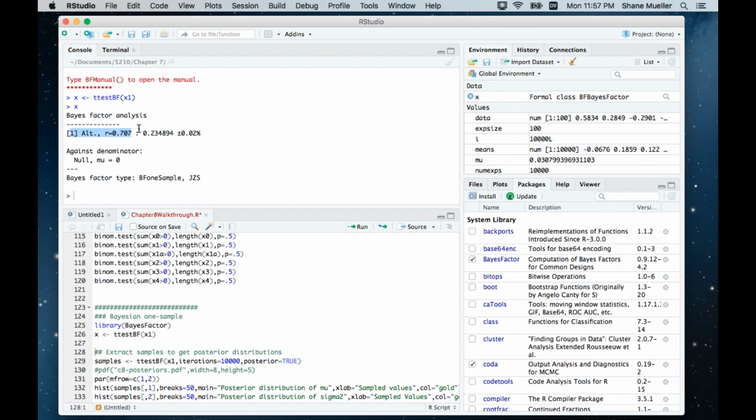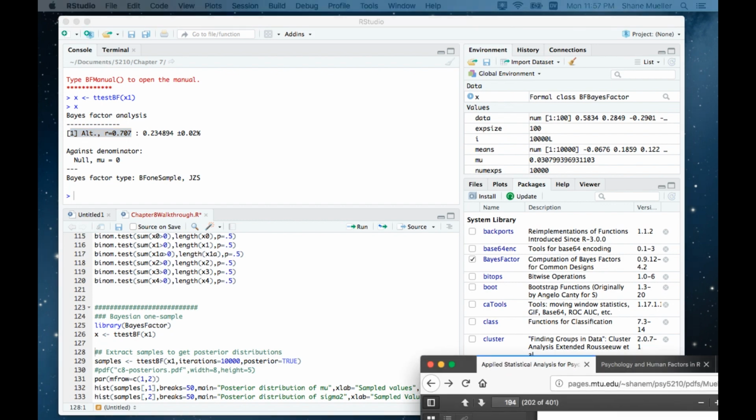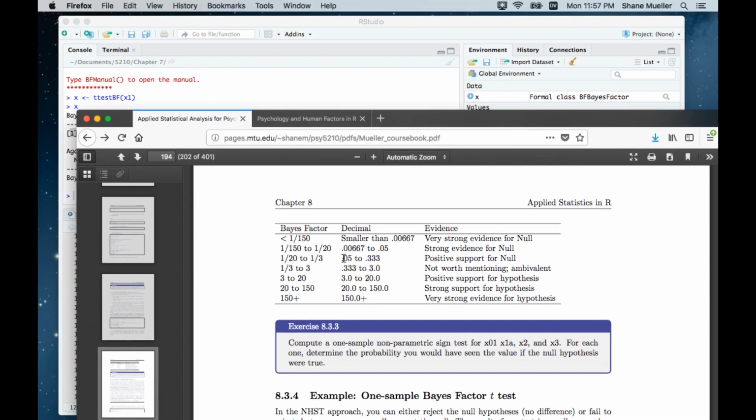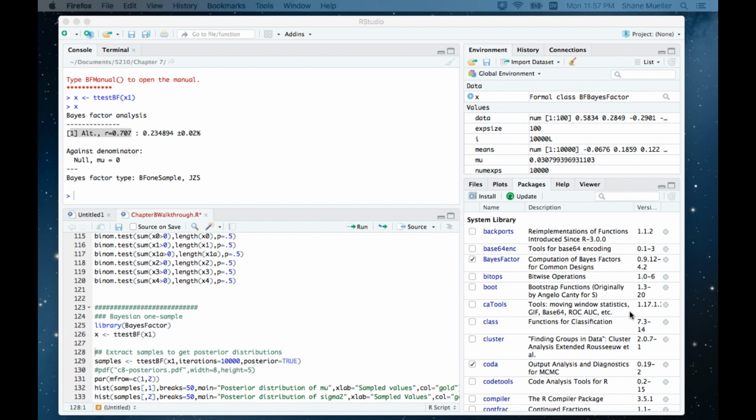So here the Bayes factor result was 0.23, which would be actually fairly strong evidence for the null. If we go back to our table, 0.23 is in this range. It's positive evidence for the null. It's not strong, but it's positive. So you might call this positive evidence for the null hypothesis for x1.